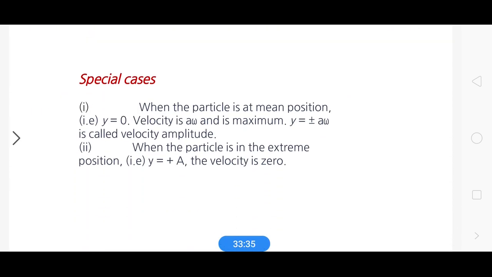In the special cases, when the particle is at the mean position, the velocity is maximum, and when the particle is at the extreme position, the velocity is 0. That means if y is equal to 0, velocity is equal to plus or minus a omega, and when y is equal to a, the velocity is equal to 0.